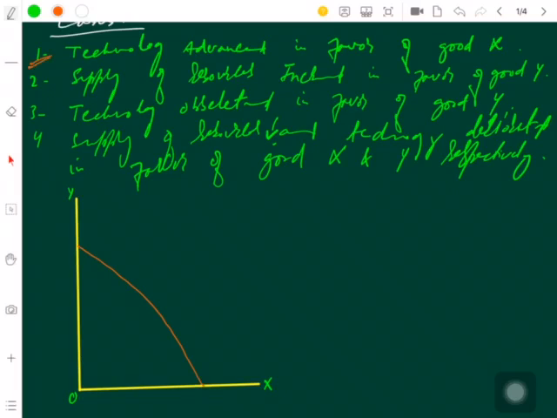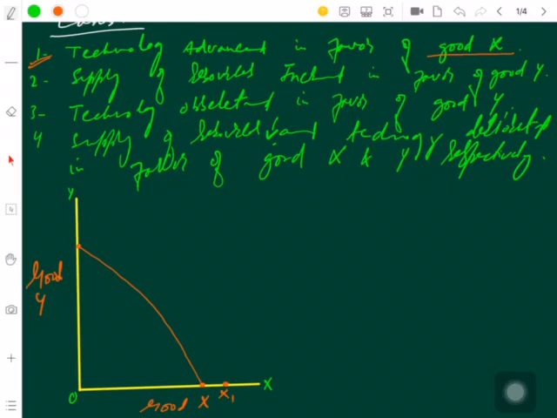Technology advanced in favor of good X, but this is, here we are producing good X, here we are producing good Y. Okay, it is saying technology advanced in favor of good X. It's not talking anything about good Y. This is our good X, what happens? That means we will be able to produce more of good X from X to X1. But it's not talking anything about good Y. So we'll be able to produce same of good Y.